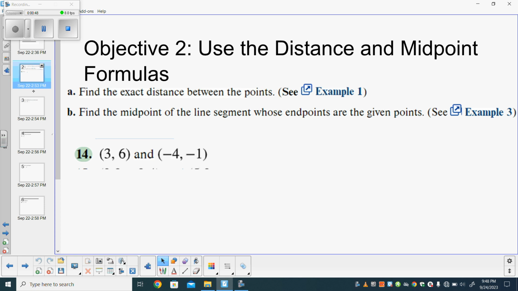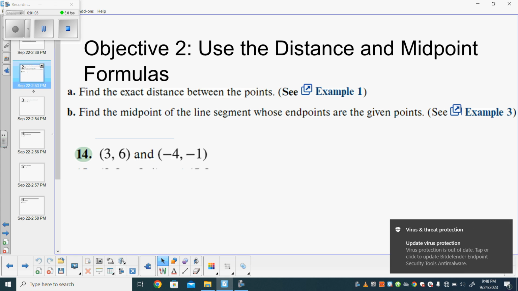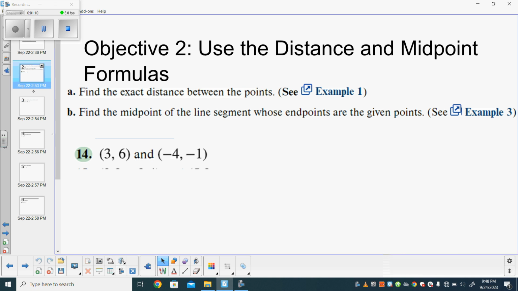For now, we will move into objective 2, which is using the distance and midpoint formulas. So the first question we'll look at is number 14 in your textbook, and I'm going to ask you to find the exact distance between the points and then find the midpoint of the line segment whose endpoints are the given points. So for starters, things that you need to be able to do this is the formulas.